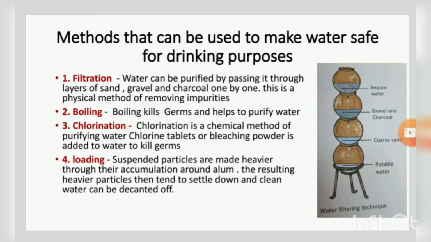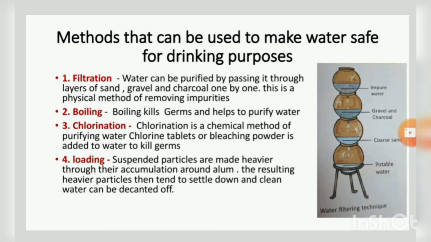That filtration method included several earthen pots which were kept over one another, having a hole in the bottom. These earthen pots had layers of sand, gravel and charcoal, and when the water was poured into the topmost earthen pot, which you can see in the picture, the impure water would seep through all the earthen pots having the layers of sand, gravel and charcoal, and therefore it would be filtered, and in the last earthen pot we will get the potable water. That means the water which is fit for drinking purposes.